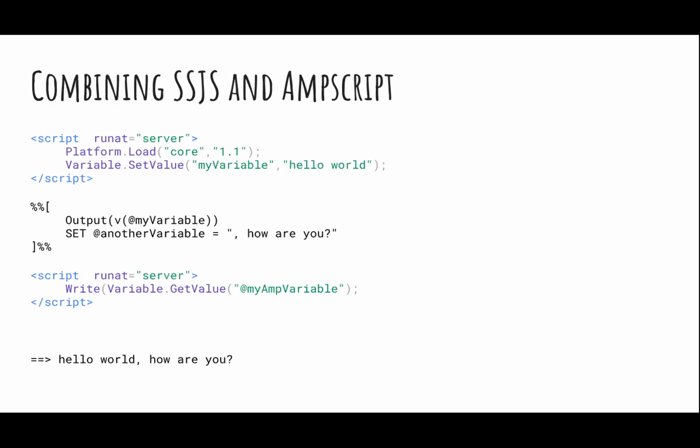So here's an example. I'm setting a variable. My variable is equal to hello world, and I'm outputting, passing that through, or picking that up in AmpScript using the AmpScript variable. And so I'm setting another variable, comma, how are you? Then I'm doing a get value as a response. Actually, I'm writing that as well there. So hello world, how are you? is the output there.